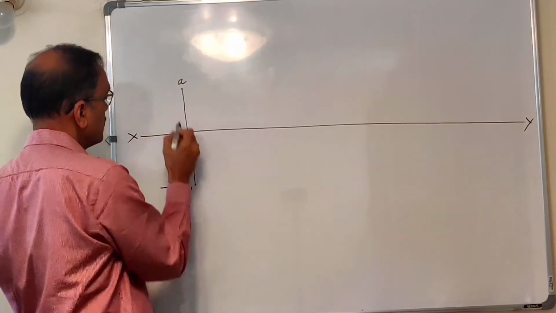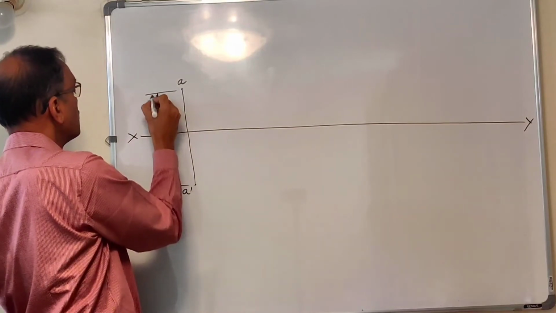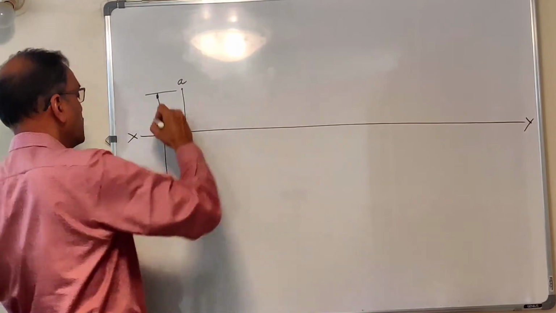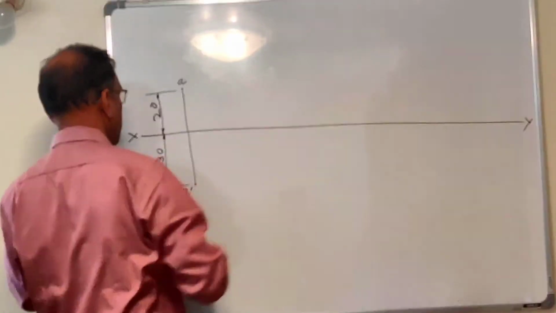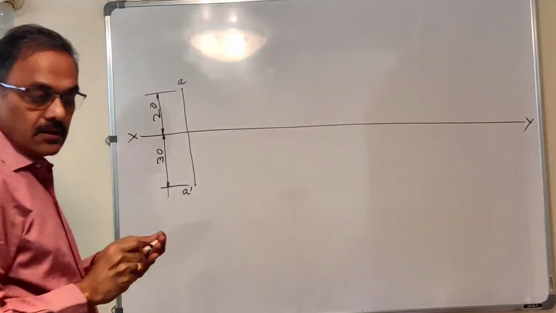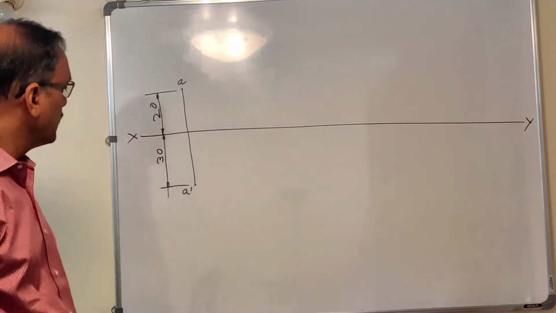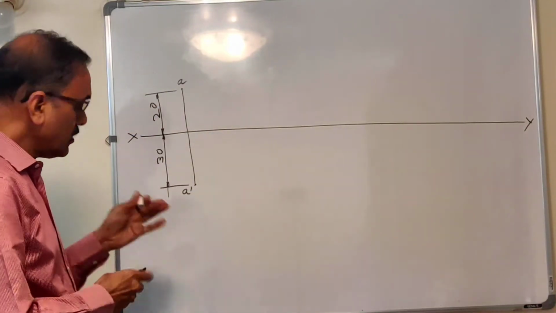Now let me represent the distances as well. Say this is 20, this is 30. In the first drawing, you have learned how to draw a dimension line. This line, what is drawn here, is called as projector.